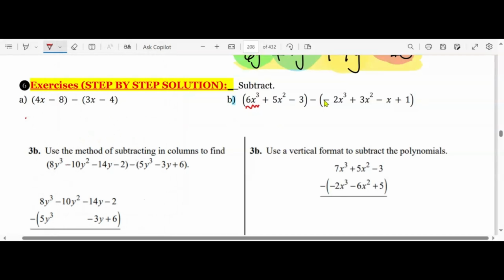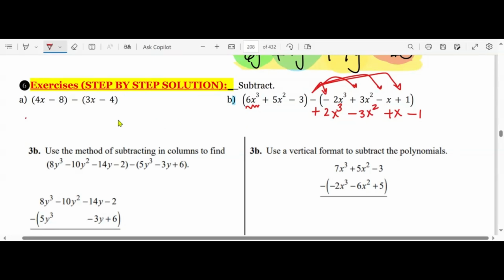Now we look at the similar ones. But before we look at the similar ones, I have to change the sign. Why? Because there is a negative outside. So this becomes what? Plus. Positive 2x cubed minus 3x squared plus x minus 1.